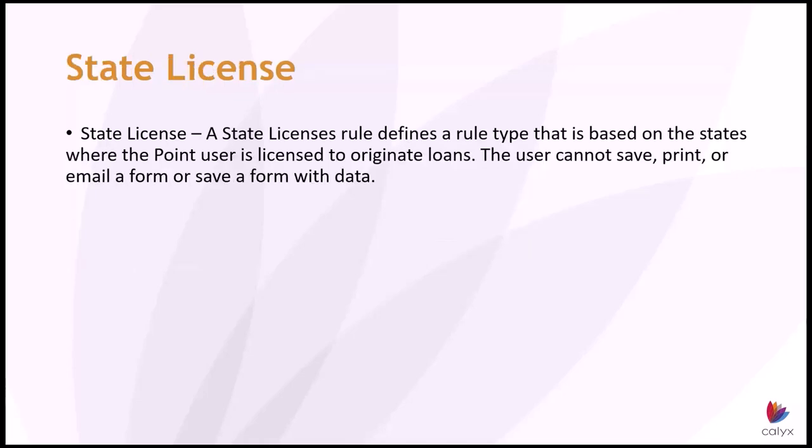For the state license rule, this enables you to choose the states where you, as a company or individual, are authorized to operate. This ensures that users cannot initiate a loan in a state where they lack a license, thereby supporting your compliance efforts. If a user enters a state where they are not licensed, they will be unable to save or print any documents, and I will guide you through that process of setting this up.